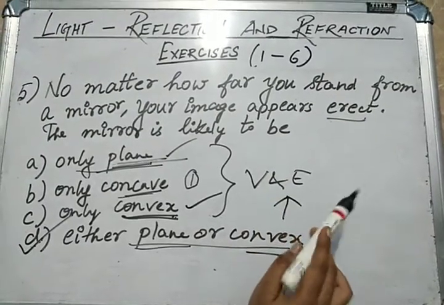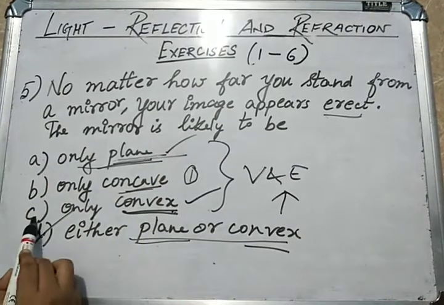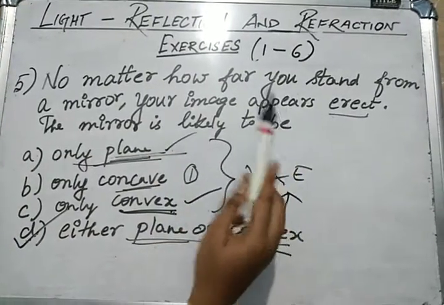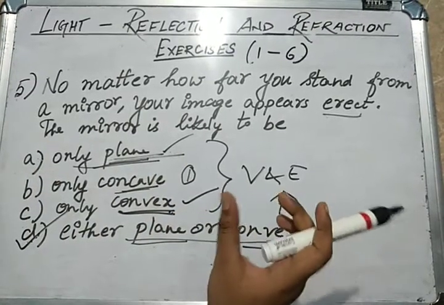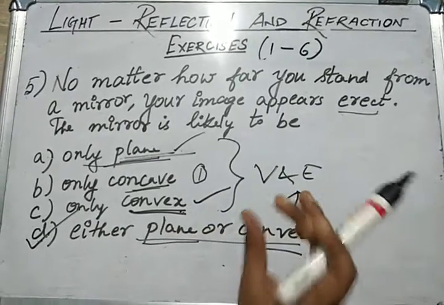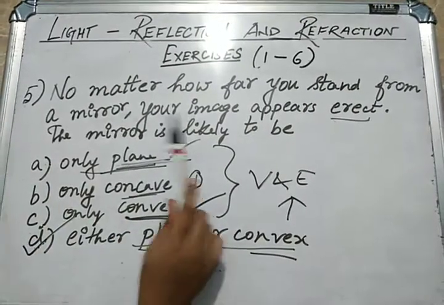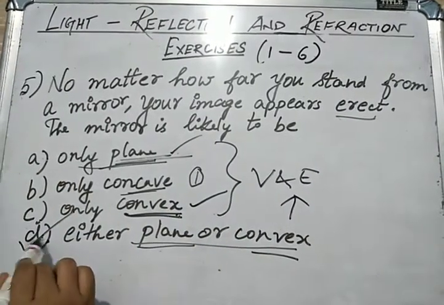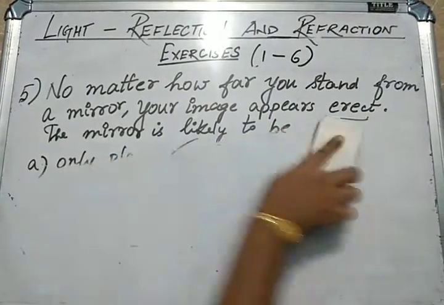Size is not mentioned. If size was mentioned, it was supposed to be either only plane or only convex. If it was mentioned in the question, same size, then your answer was option A. Or if the size was mentioned like the image size is always smaller than the object, then your answer was supposed to be C. But here nowhere size is mentioned, only the nature of the image is mentioned. So therefore it is option number D. Then final question, we move on to the sixth question.